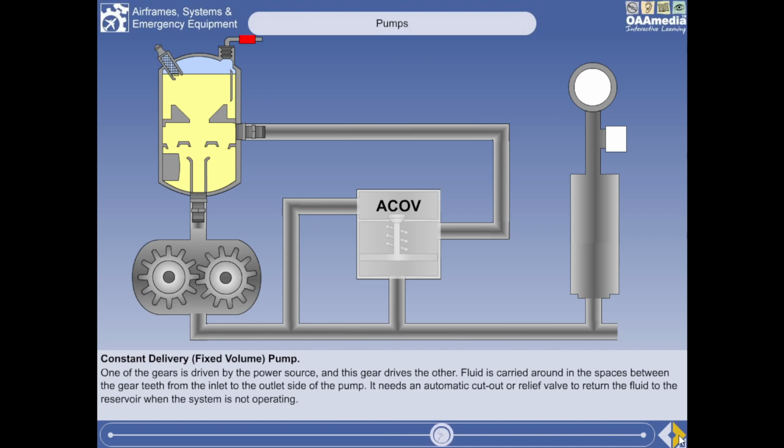it needs an automatic cutout, ACOV, or relief valve, to return the fluid to the reservoir when the actuators have reached the end of their travel and the system is not operating. Operation of the ACOV will be explained later. In order to prevent the ACOV constantly cutting in and out, this type of system also requires an accumulator. Again, the operation of the accumulator will be explained in a later lesson.